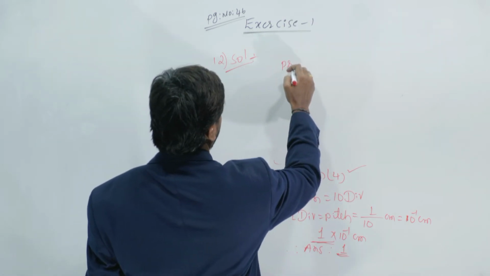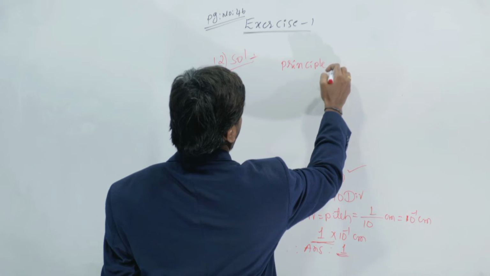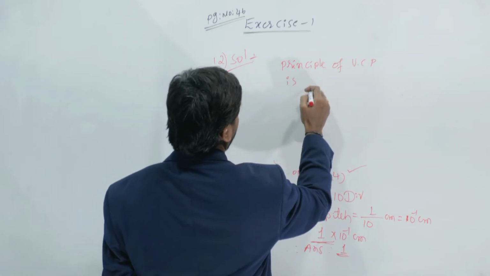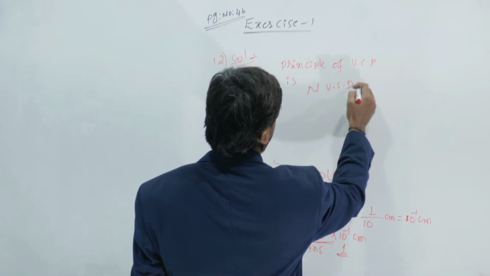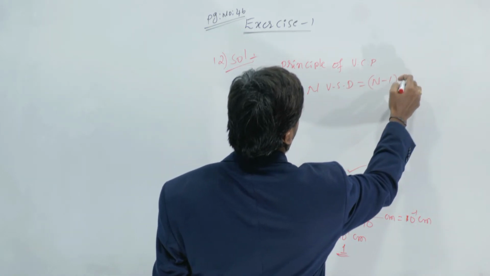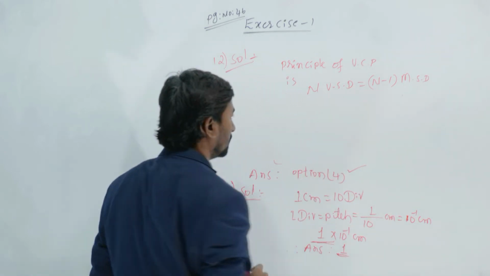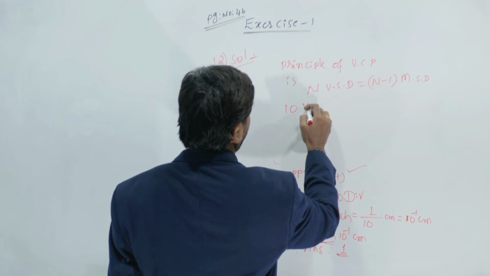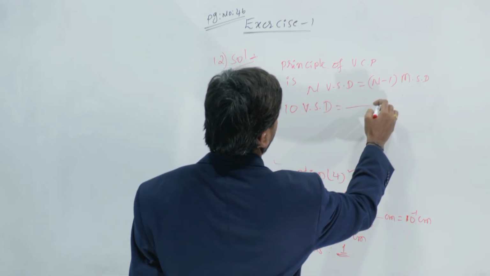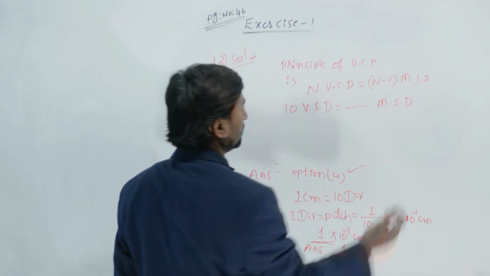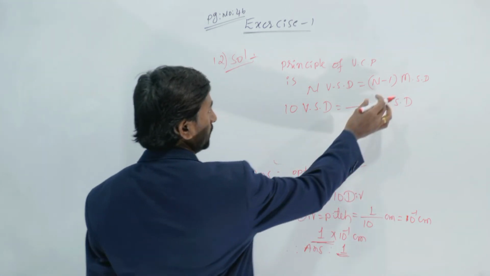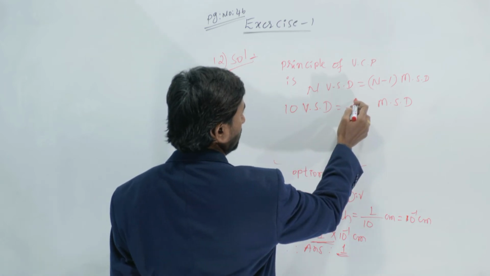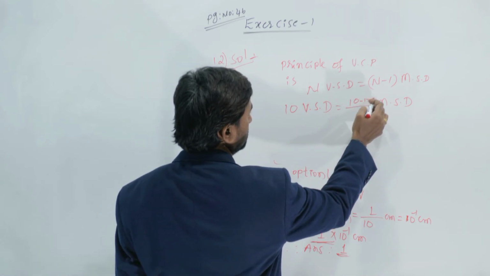Principle of Vernier calipers: n Vernier scale divisions is equal to n minus 1 main scale divisions. Here they have given 10 Vernier scale divisions. Now 10 Vernier scale divisions is equal to dash main scale divisions. What should come here? n minus 1. Here n is 10, so 10 minus 1 will come here. 10 minus 1 is equal to 9.